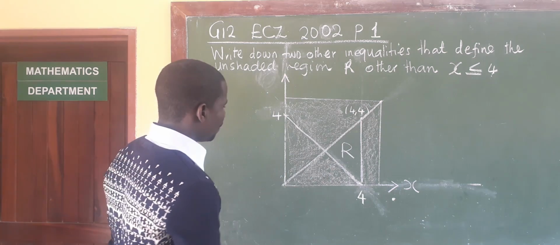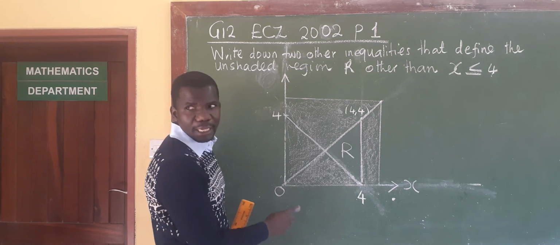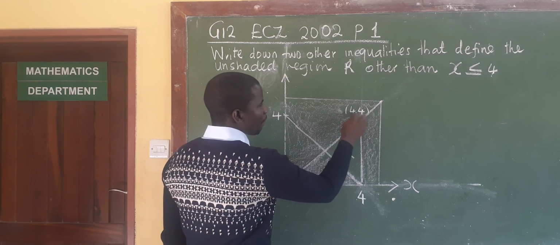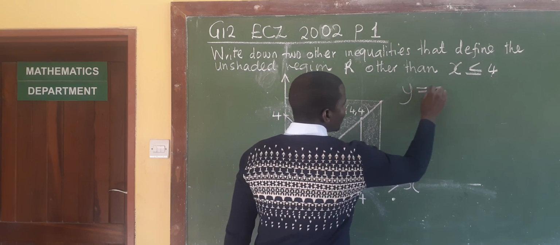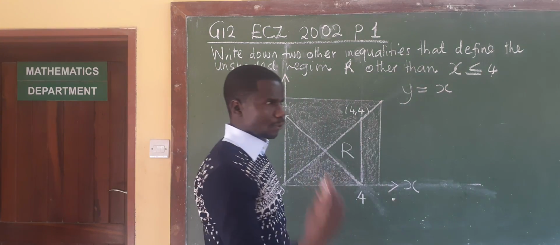It's very simple because when you look at where it's coming from, the origin, here we have 0, 0, and the other point here we have 4, 4. So in terms of an equation, it's y is equals to x.